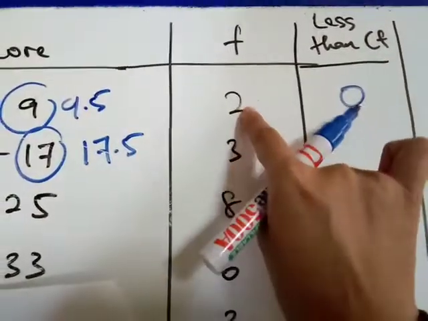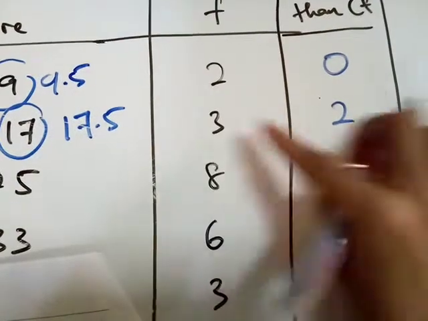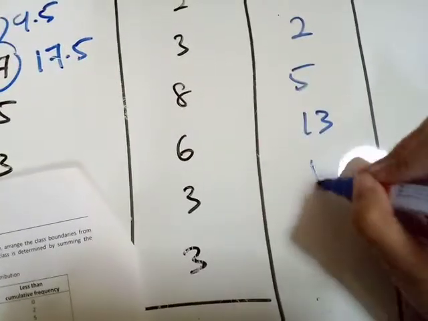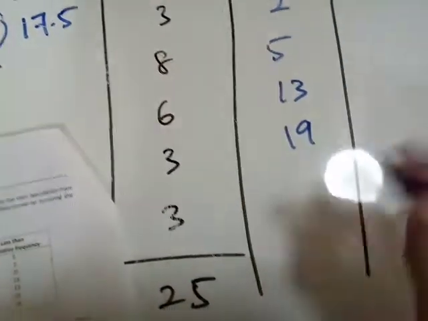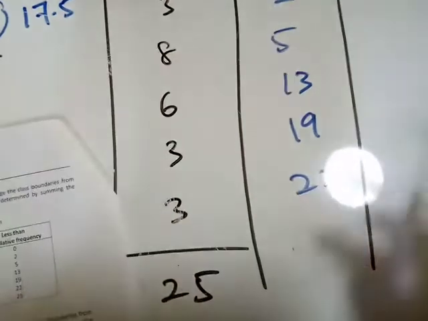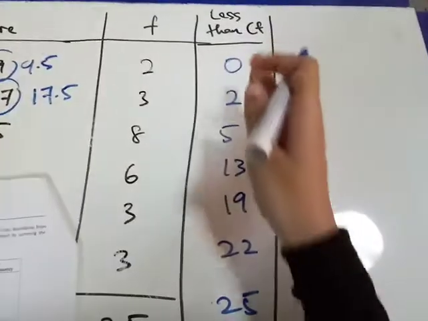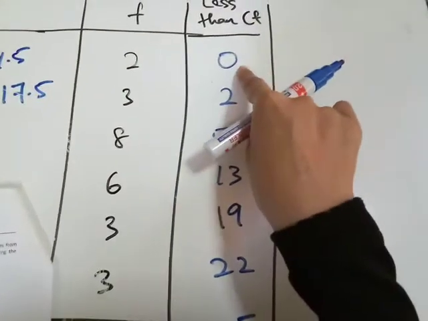So 0 plus 2, you get 2. 2 plus 3, you get 5. 5 plus 8, you get 13. 13 plus 6, you get 19. 19 plus 3, you get 22. 22 plus 3, you get 25. This is how less than frequency works. Less than frequency starts with 0.